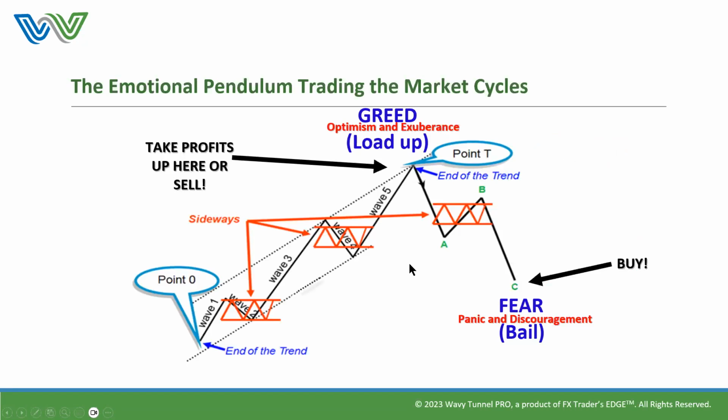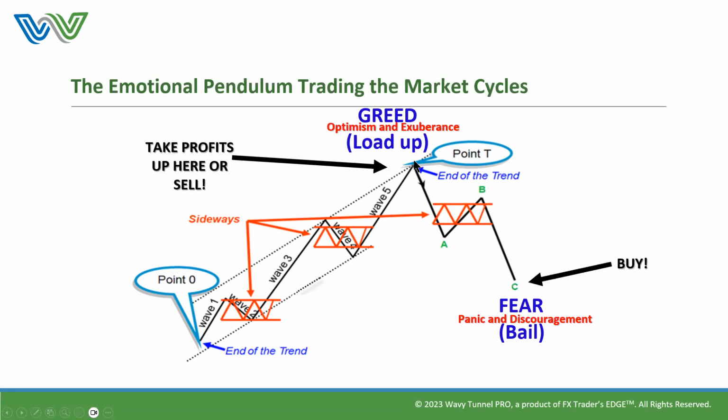So this is how I've represented the market map, and traders typically tend to get greedy up here. They're optimistic and they're exuberant, and they tend to buy up here when we should be taking profits up here or selling. And it's not easy to do. The mind, the brain has to be trained not to be exuberant up here. It goes against what we naturally do.